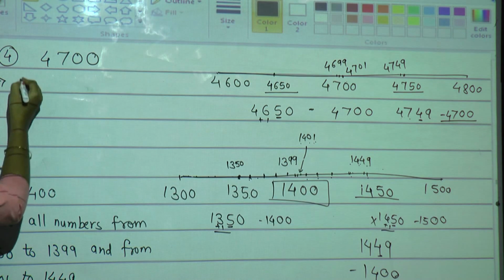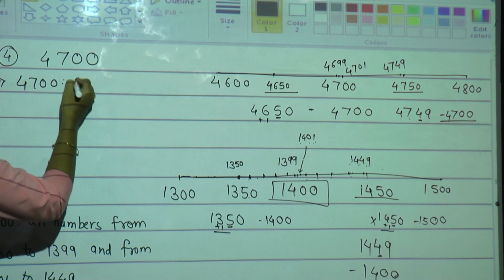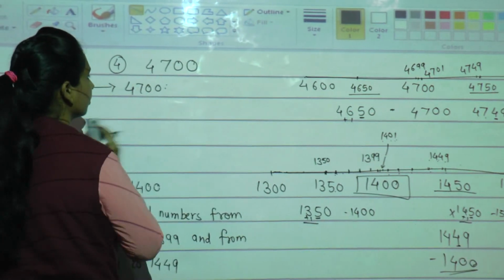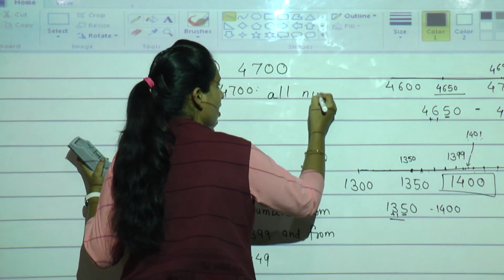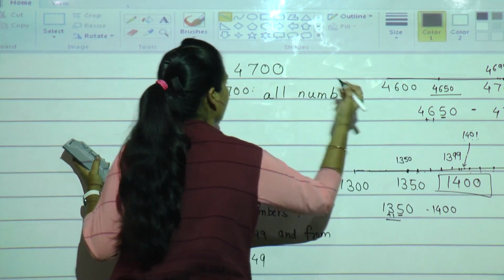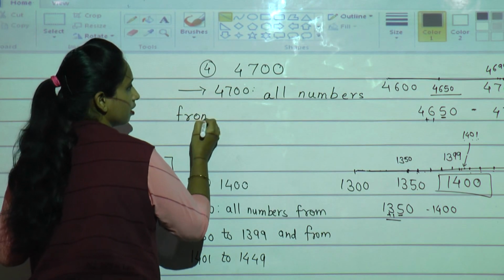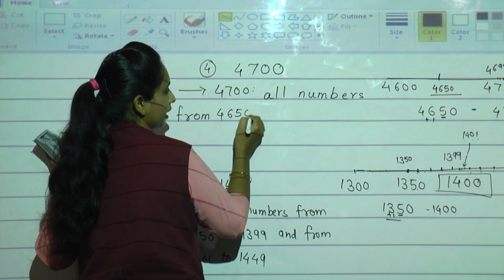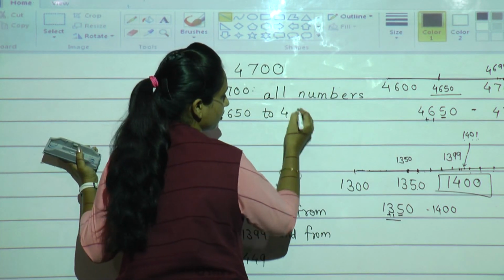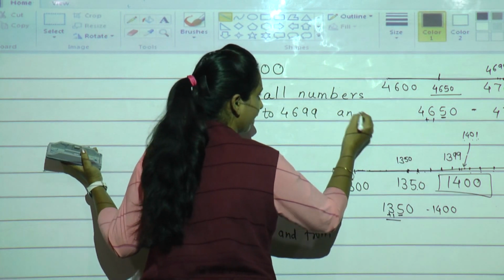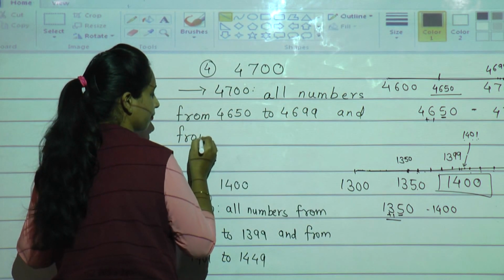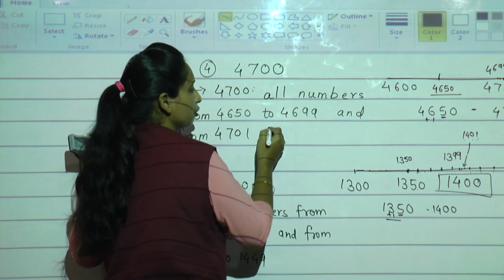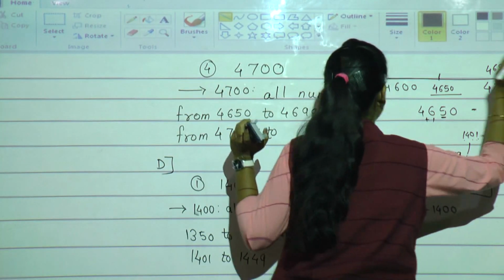Now how do you have to write the answer for 4700? All numbers from where? This, 4650 to 4699, and from after that, 4701 to 4749.